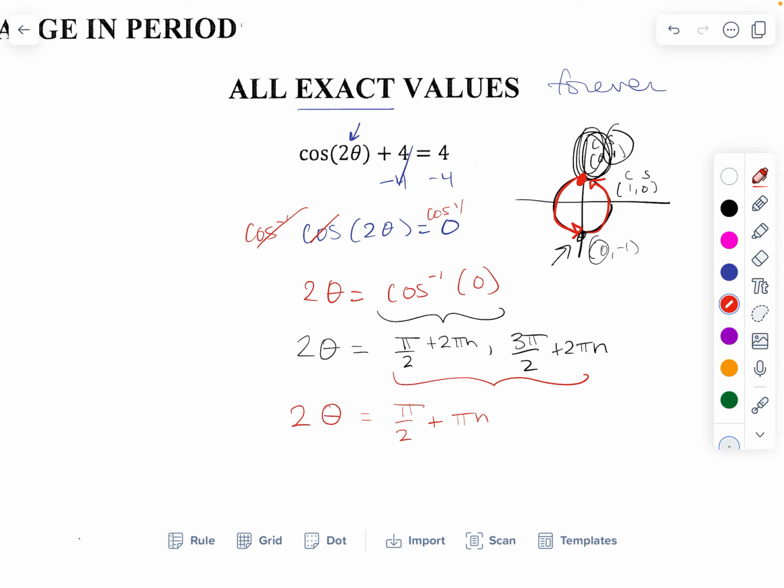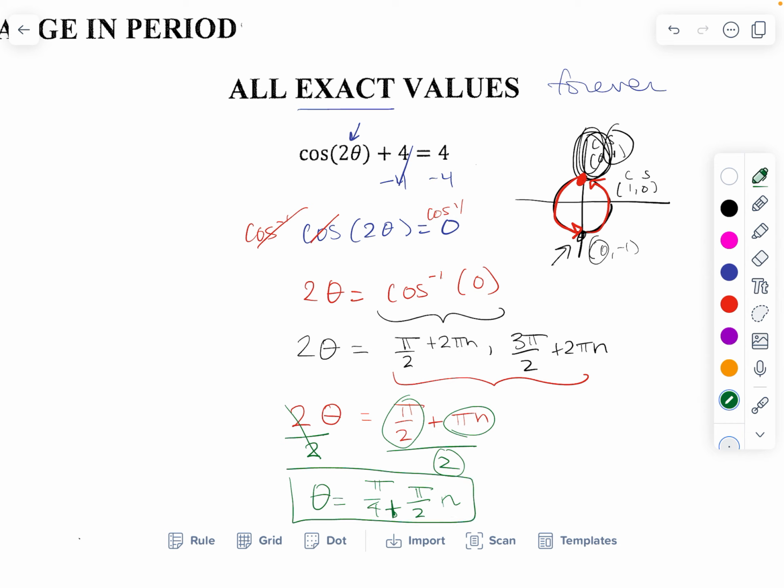Keep in mind that we just found 2 theta, not theta. So now we're going to continue to solve by dividing everything by 2. So theta will equal pi over 2 divided by 2, which is just pi over 4. And then that plus pi n divided by 2 will give me pi over 2 times n. And this will give you every value forever of theta that satisfies this equation.